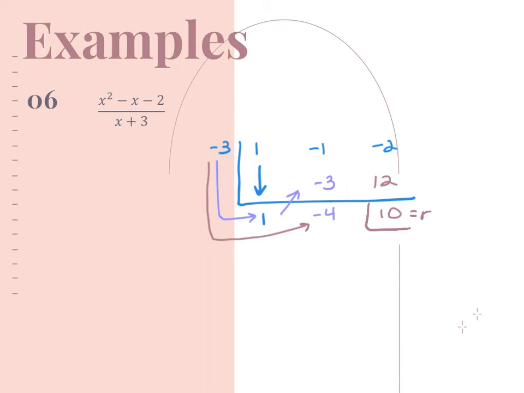Because we're done. There's nowhere else to put that. So when you get to that last column, that is your remainder. There's nowhere else to keep going. So that's the remainder. -4 does not get a variable. 1 gets the x. So it'd be x minus 4 plus 10 over my divisor, which is x plus 3.